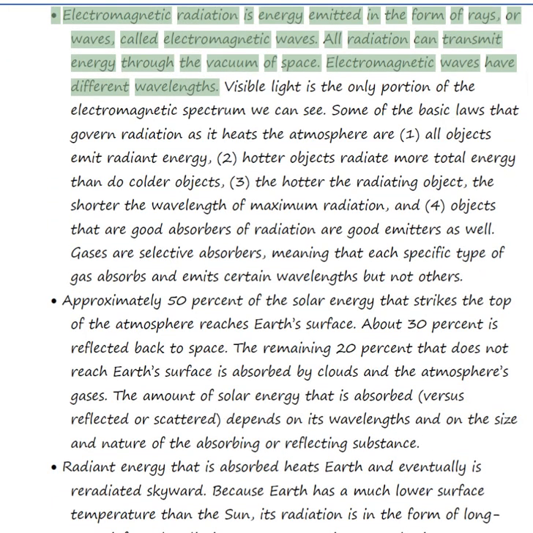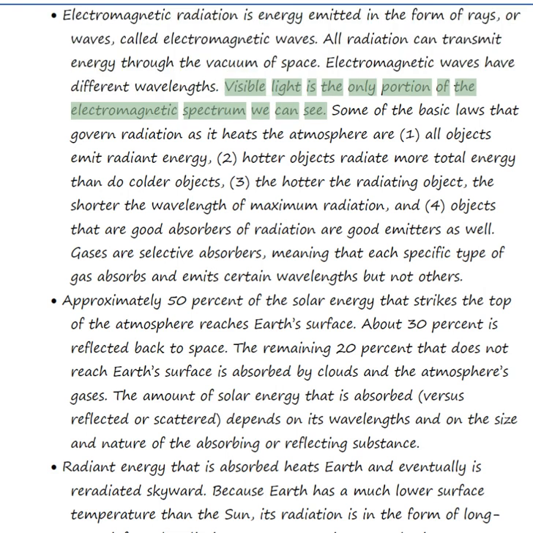Electromagnetic radiation is energy emitted in the form of rays, or waves, called electromagnetic waves. All radiation can transmit energy through the vacuum of space. Electromagnetic waves have different wavelengths. Visible light is the only portion of the electromagnetic spectrum we can see.